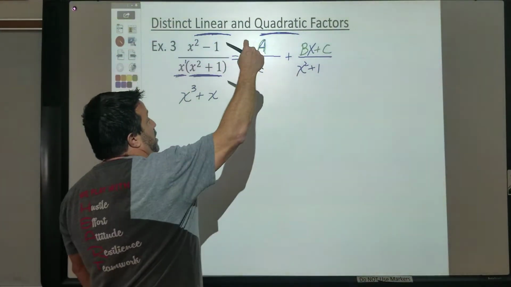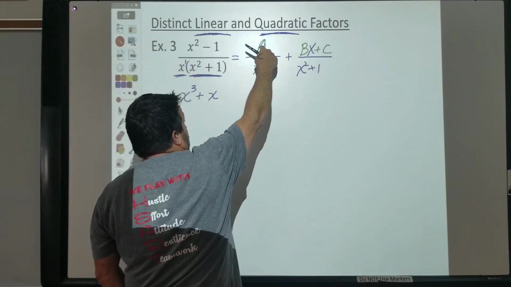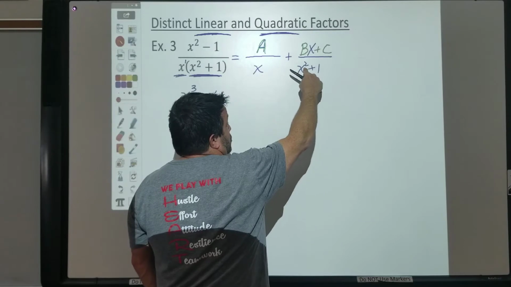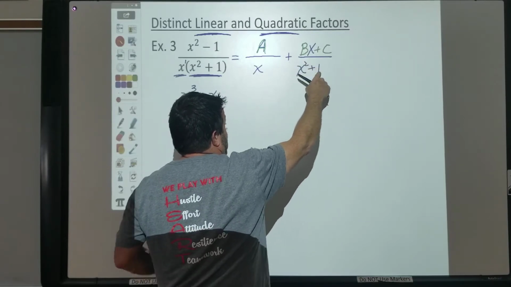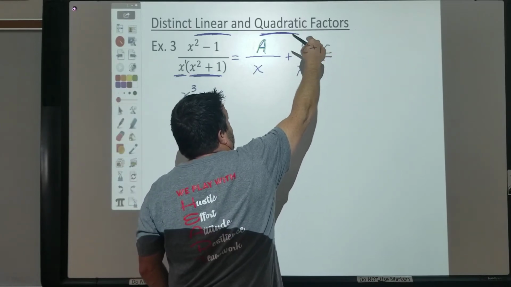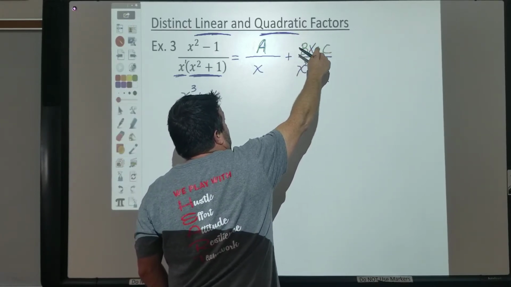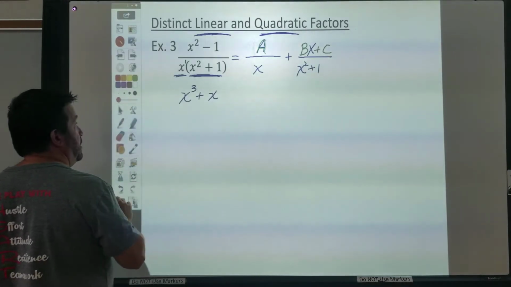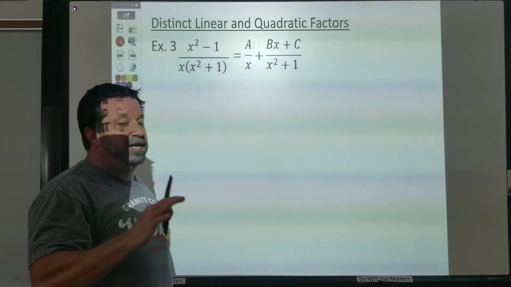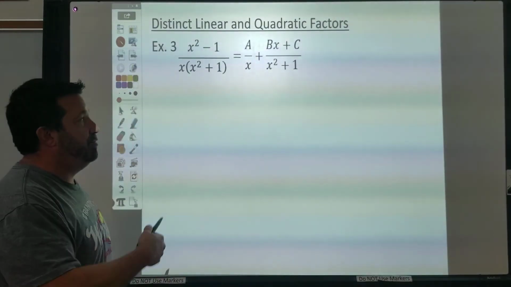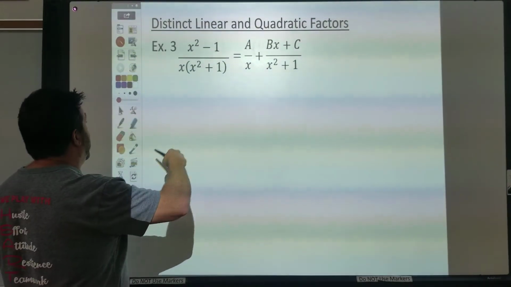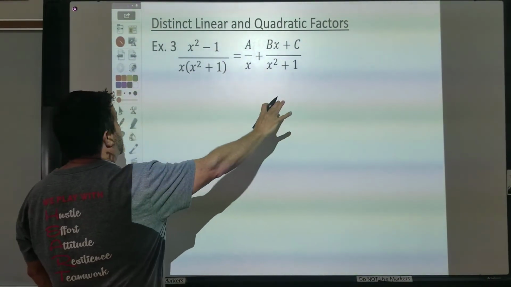So again, linear denominator, you only put a letter on top. Quadratic factor, something with an x squared that cannot be factored, you put a binomial on top, with a letter in front of the x and a constant after it. So it's all in the setup. Once you have the problem set up, it is pretty much like every other problem that I've done so far. Once I have this set up, I want to get rid of these denominators.